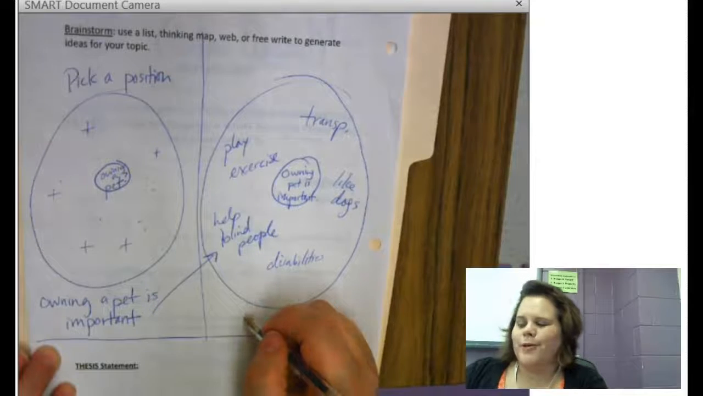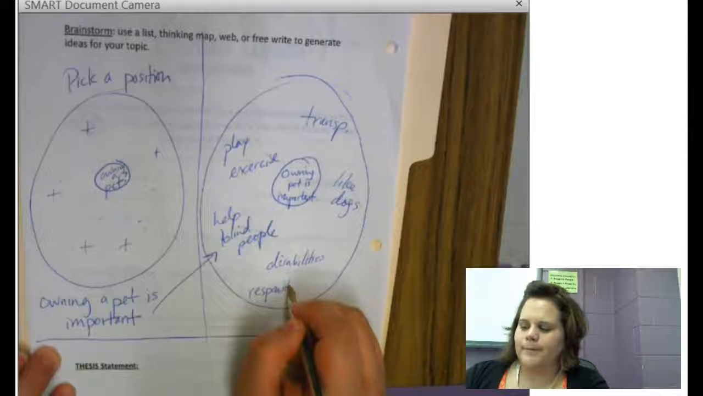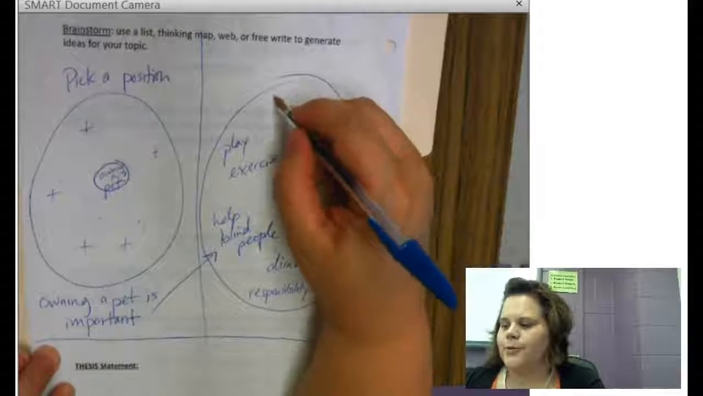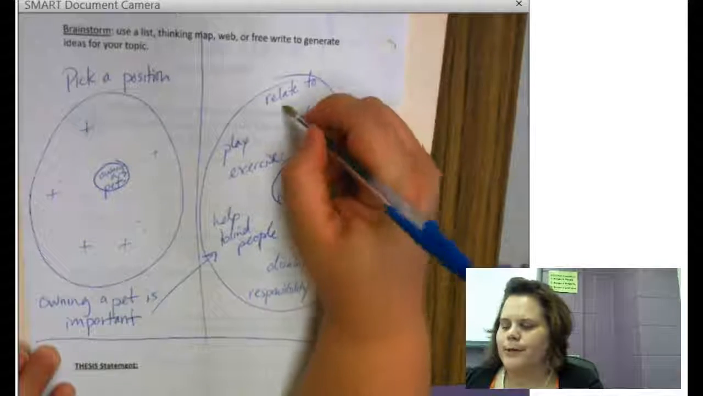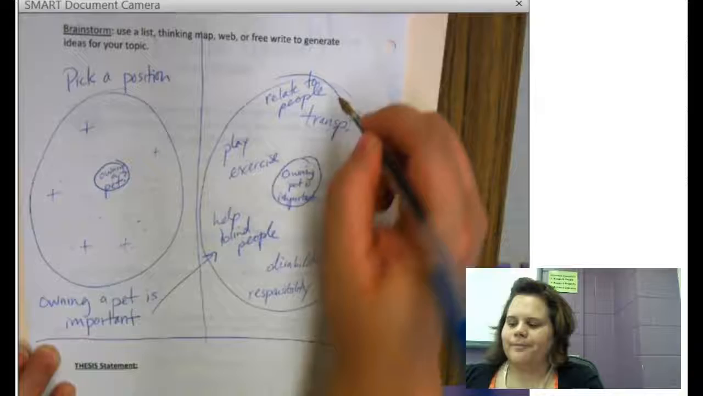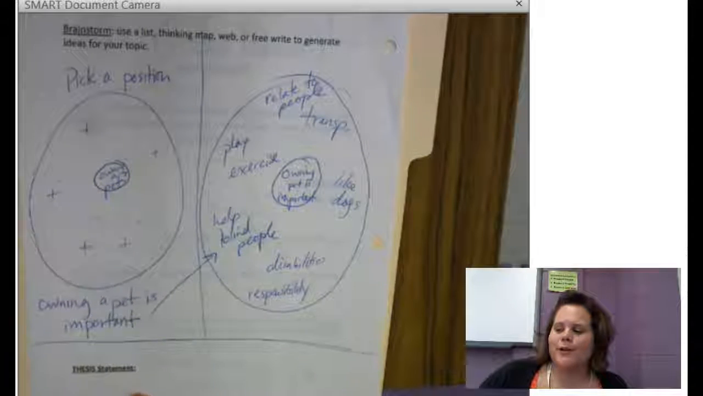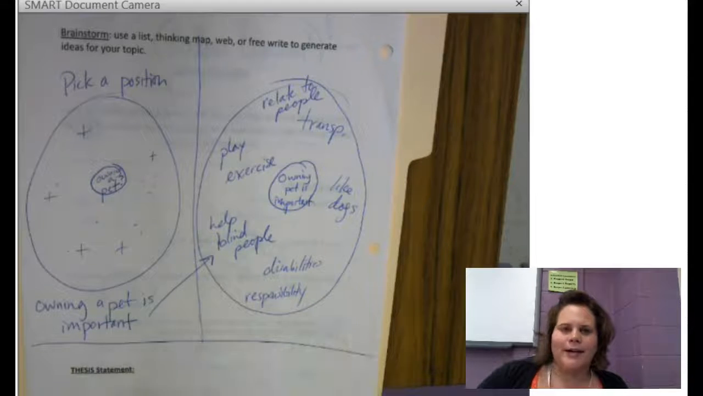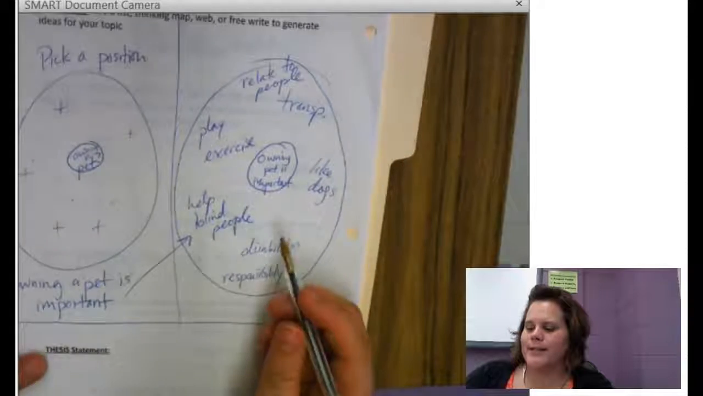What are some other ways owning a pet is important? Maybe you could teach responsibility. Maybe it helps you relate to people somehow. I don't know. You can brainstorm as long as you want. The more you think on this side, the easier the actual writing is. So, okay, we have some ideas.